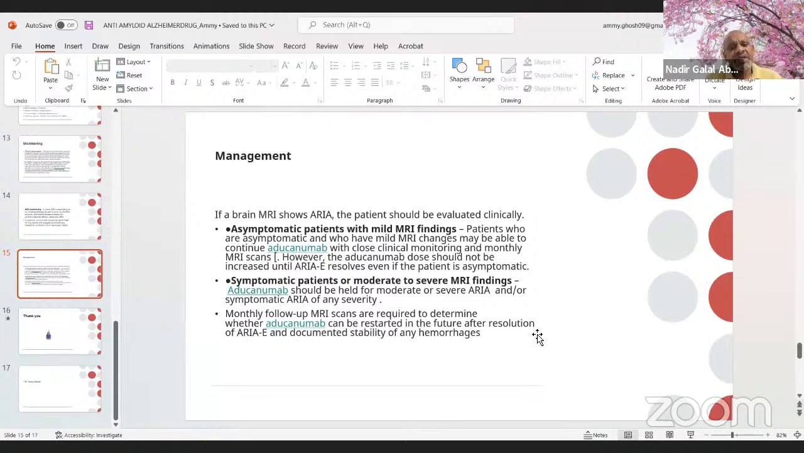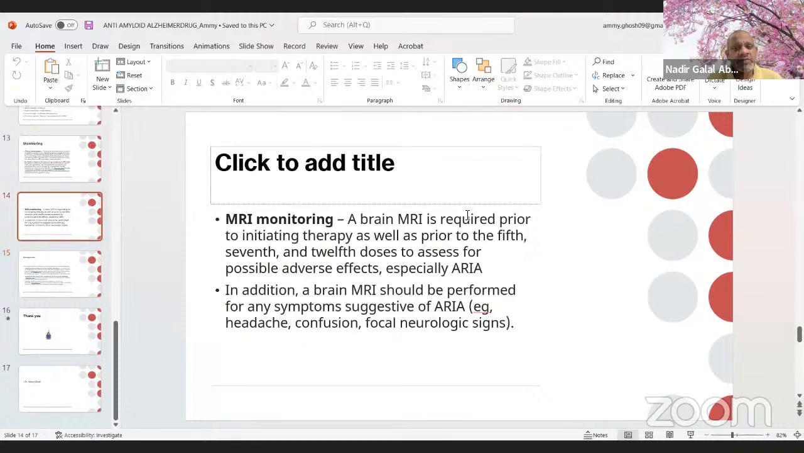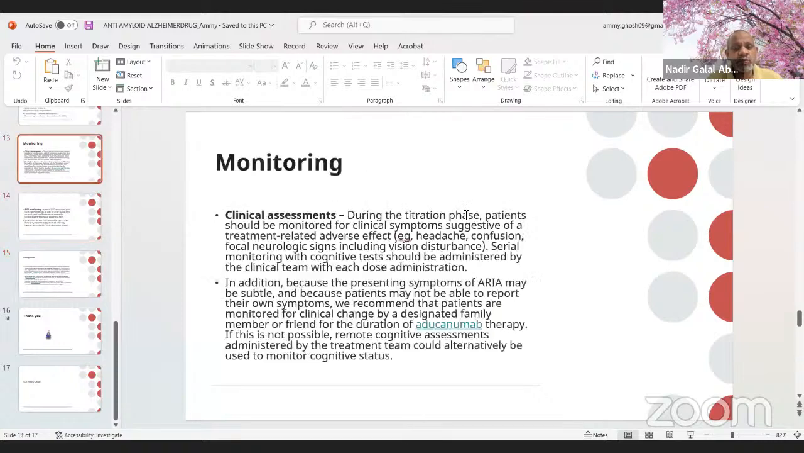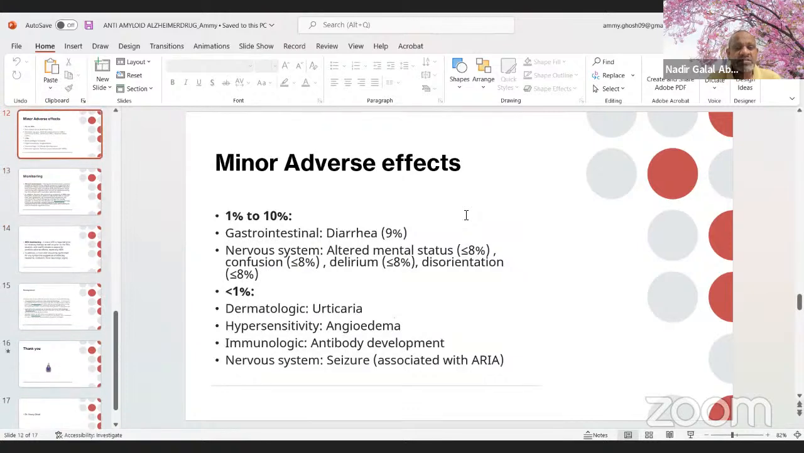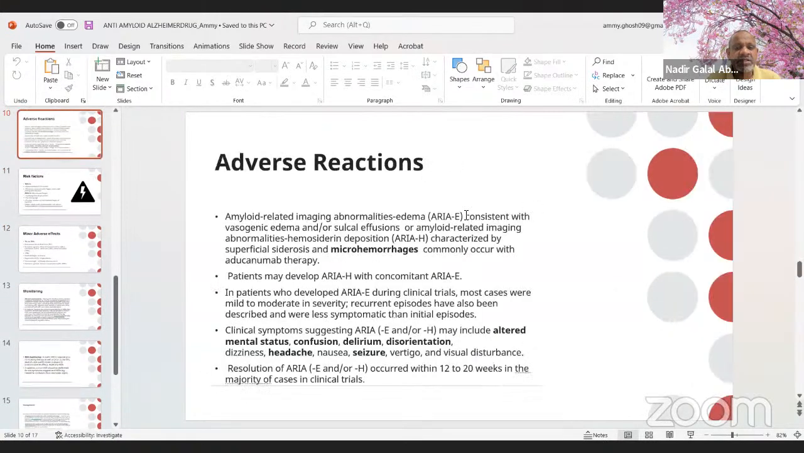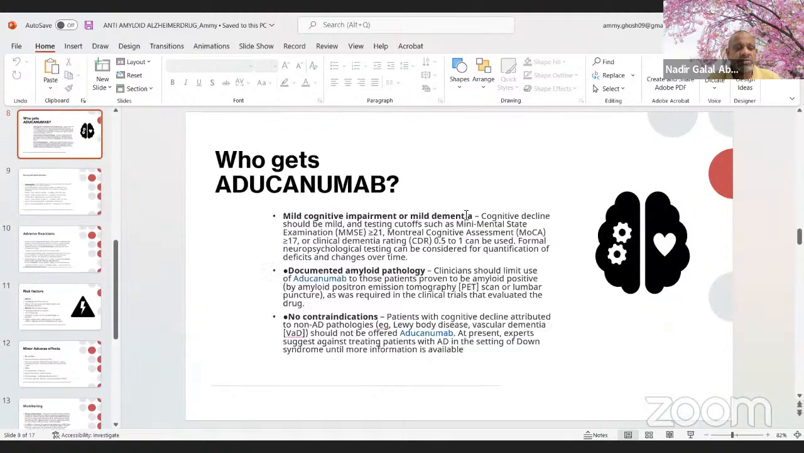So this new medicine is used selectively, as Amy mentioned. You have to go through the criteria for certain patients, and those who meet the criteria, then you can start the medication, and it's usually in a center where you will have the IV infusion. It's very expensive, so not everyone will get it.